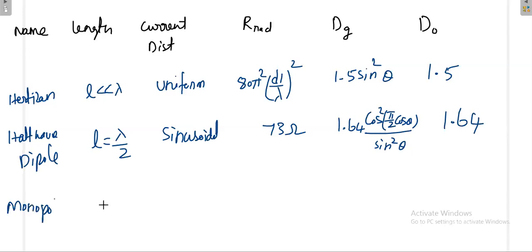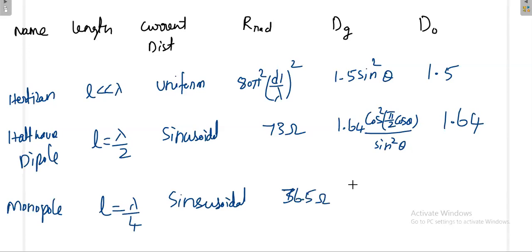Similarly, monopole antenna: length is equal to lambda by 4, current distribution sinusoidal, radiation resistance half of that, 36.5 ohm, and here the directivity is 3.28, with the cos square of pi by 2 cos theta divided by sine square theta function. Please don't worry about this lengthy function, only remember the final value.